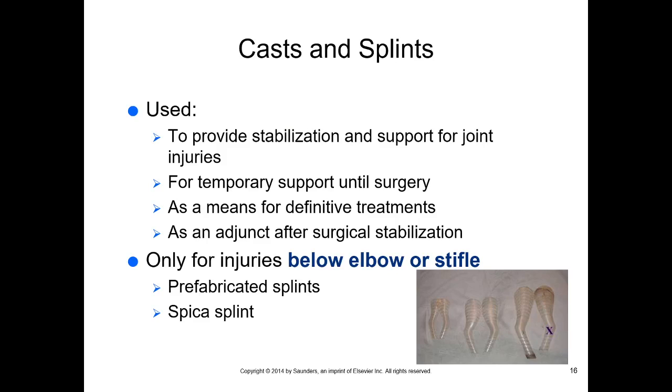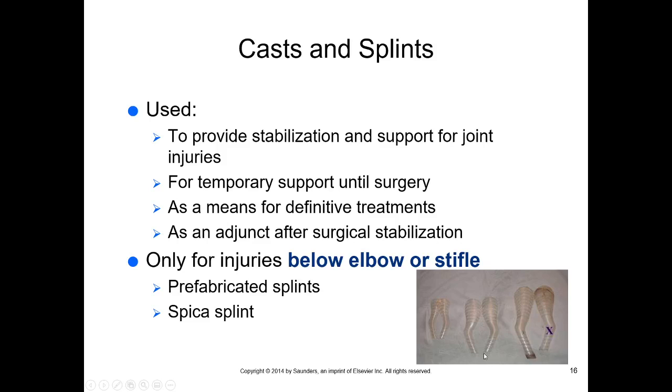and that's very dangerous. Casts and splints are used to provide stabilization and support for joint injuries, or for temporary support until we can do surgery. Sometimes we can use it for a definitive treatment, meaning this is the way we treat it, or if we need to stabilize after surgery.